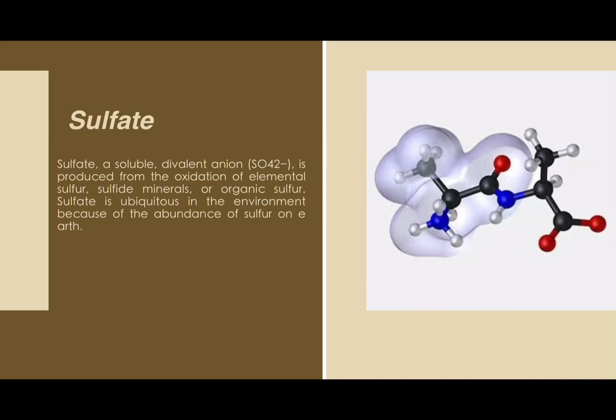Sulfate, a soluble divalent ion, is produced from the oxidation of elemental sulfur, sulfide minerals, or organic sulfur. Sulfate is ubiquitous in the environment because of the abundance of sulfur on Earth.